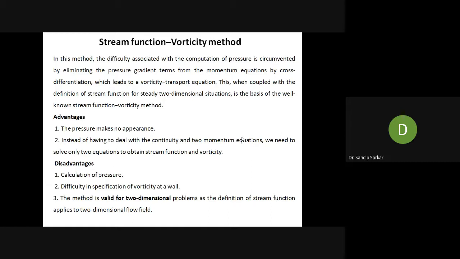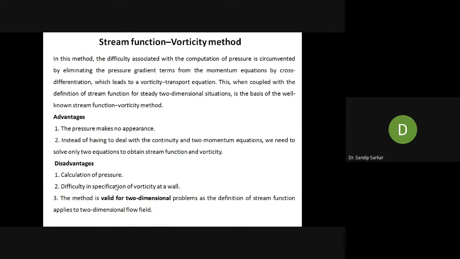That is called the stream function and vorticity method. This is one of the most famous methods in solving Navier-Stokes equations numerically without having a special equation for the pressure gradient. Now there are certain advantages and disadvantages of this stream function vorticity method. Please note that this method is valid for only two-dimensional problems. So for the two-dimensional problem only we can apply this method.